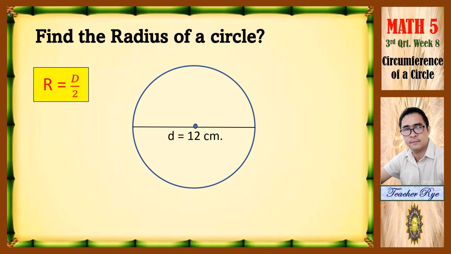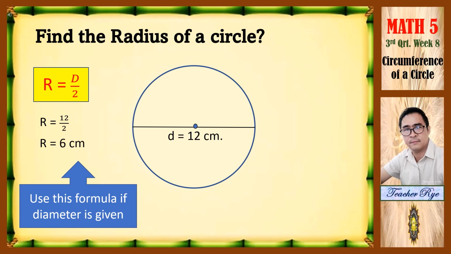Kasi nga, sabi natin na ang radius ay kalahati ng diameter. So, let us divide diameter by 2. So, 12 divided by 2 is equal to 6 cm. Okay? So, ito ang formula na to kung ang given ay diameter. Paano naman kung ang given ay circumference?